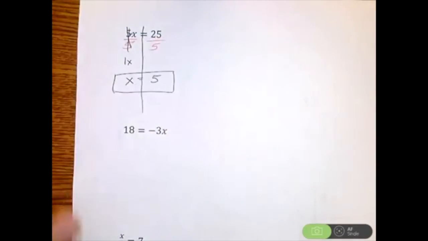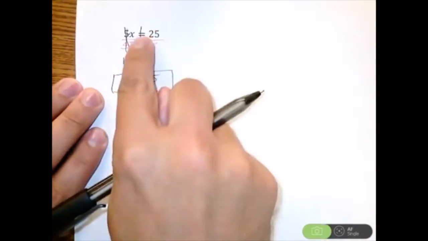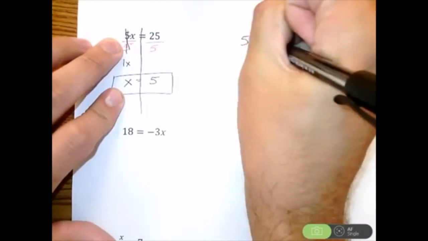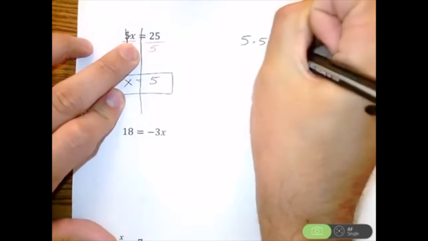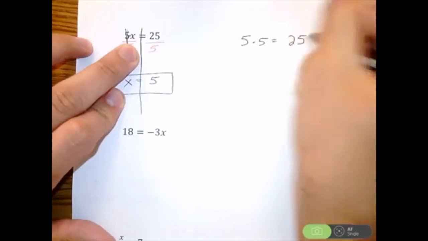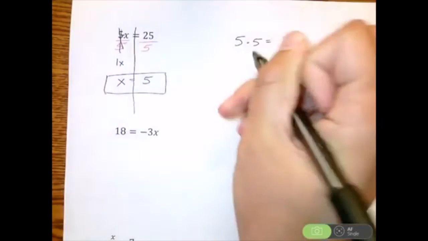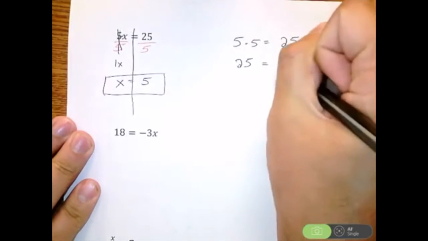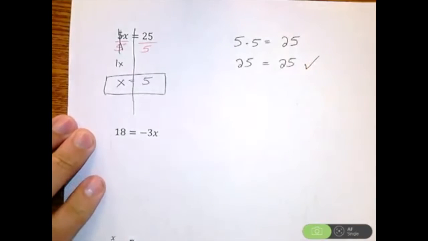As always, we want to check our work, so we're going to take this 5, plug it back in for x up top, and see if it works. So we're going to have 5 times 5, because I replaced the x, equals 25. Simplify the left, 5 times 5 is 25. Simplify the right, 25 is just still 25, so it works.